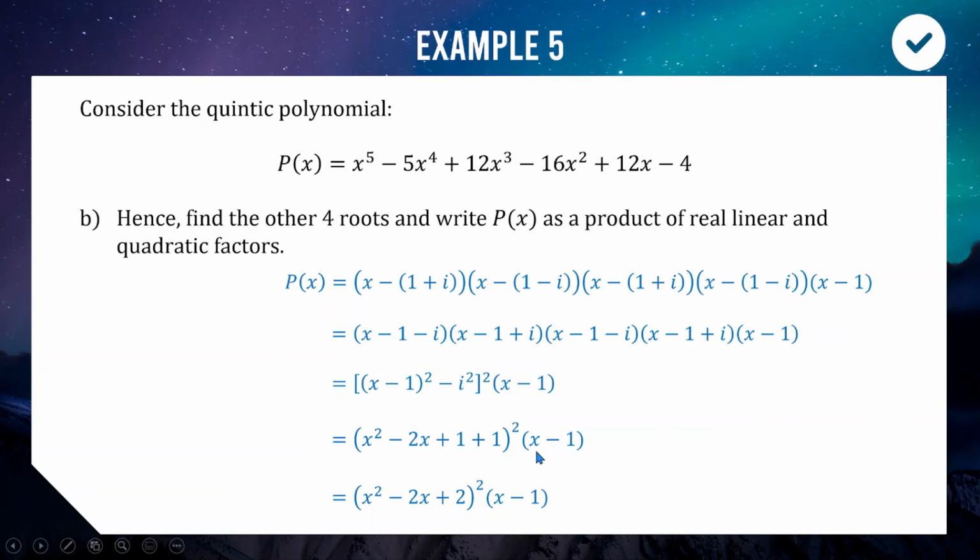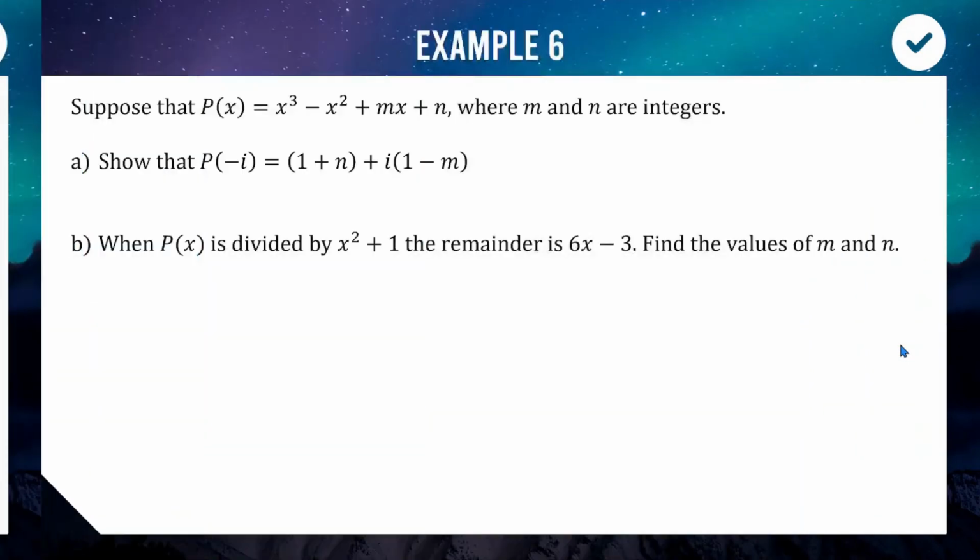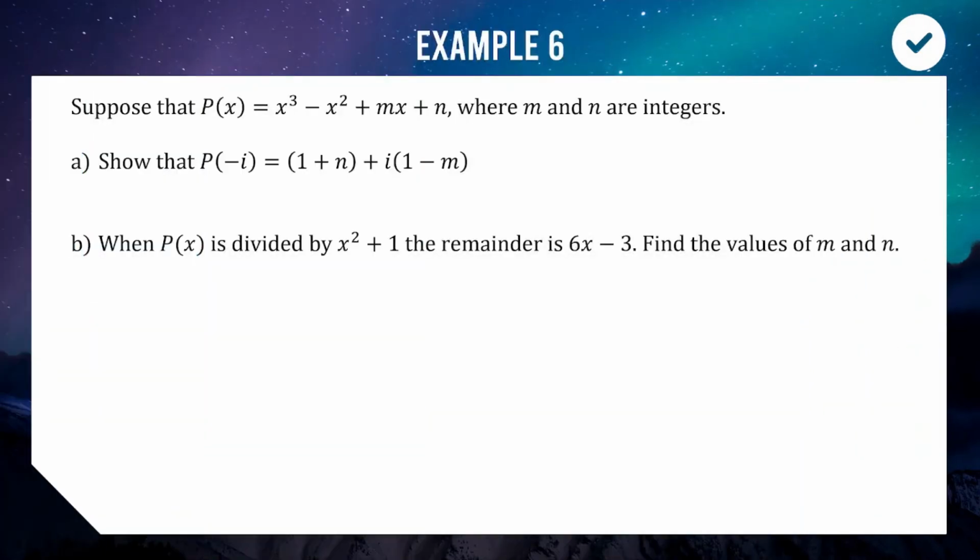All right, awesome. Did I do example 6? Oh, of course I did. All right. Cubic polynomial, m and n are integers. That's cool. All right, show that the polynomial evaluated at negative i is equal to 1 plus n plus i times 1 minus m. All right, let's chuck in minus i and just hope for the best and see what happens.